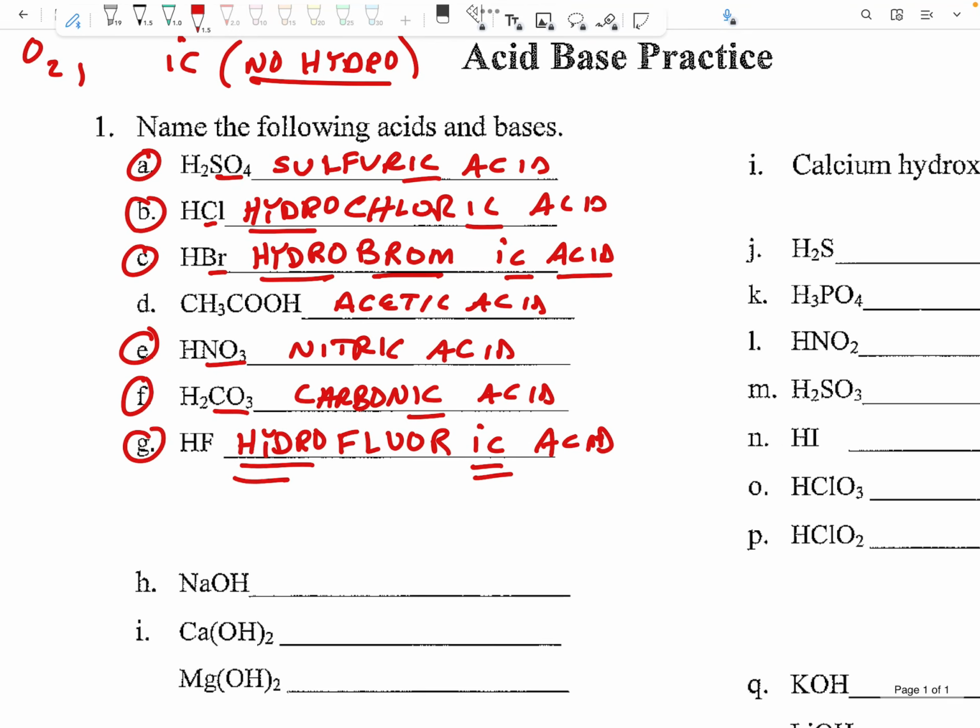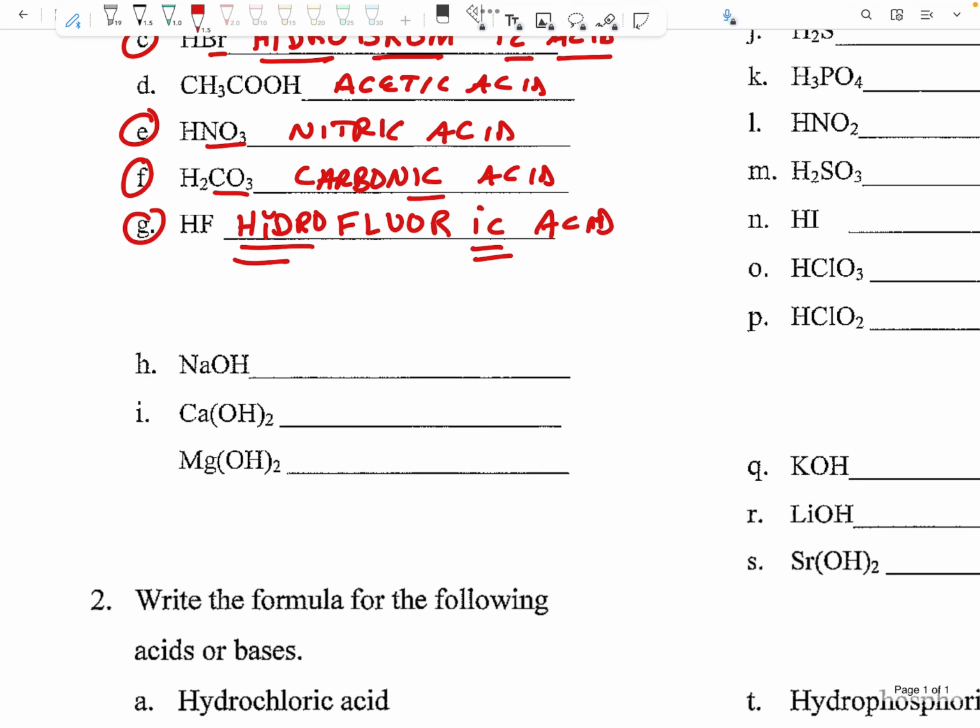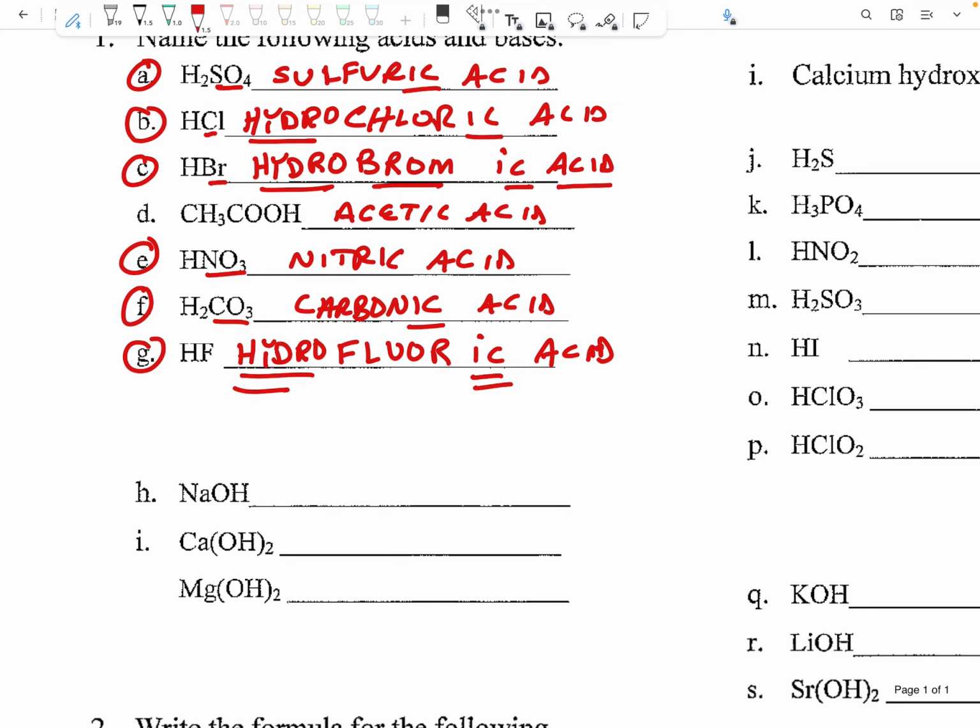Simple way of naming acids. Now, there is one more we're talking about, but we're going to do that a little bit later. So this one down here, we're going to name these. These are bases. And the way we can tell they're bases is because we have the OH on the end over there, that's hydroxide.